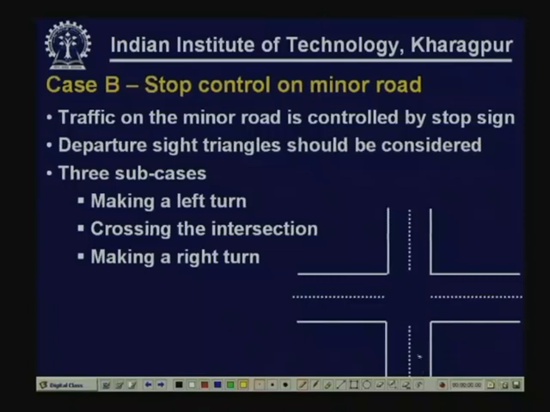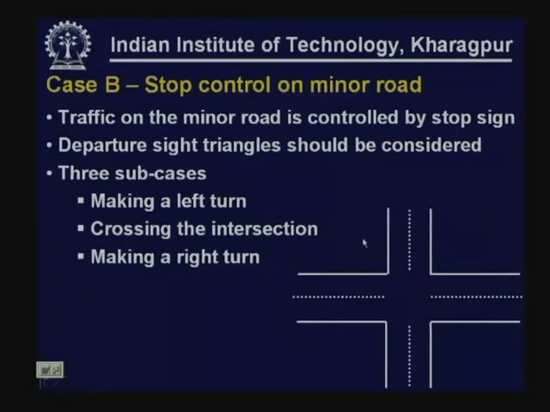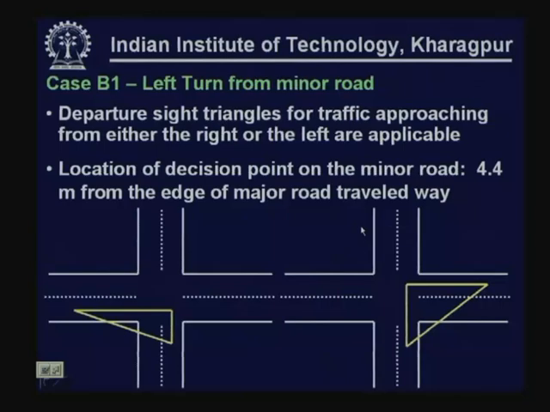So, maybe this is the minor road, a vehicle is coming from the minor road, it may take a left turn, it may take a right turn, or it may even cross the major road. So, there are 3 types of movements. So, there are 3 different sub cases: making a left turn, making a right turn and crossing the road. Let us see the requirement in terms of side distance for each possible condition. Case B1, left turn from minor road. Now, here departure side triangles for traffic approaching from either the right or the left are applicable.